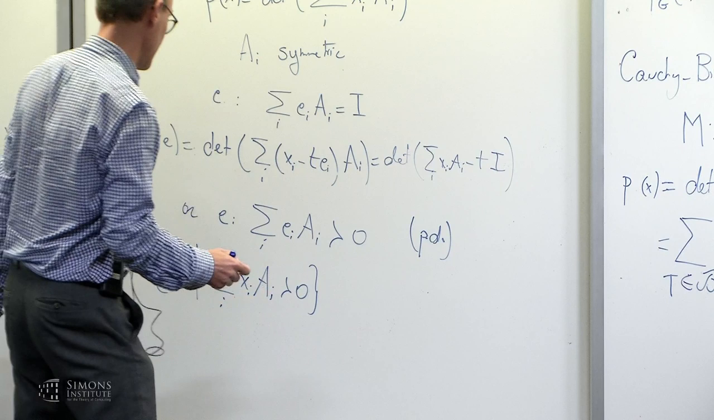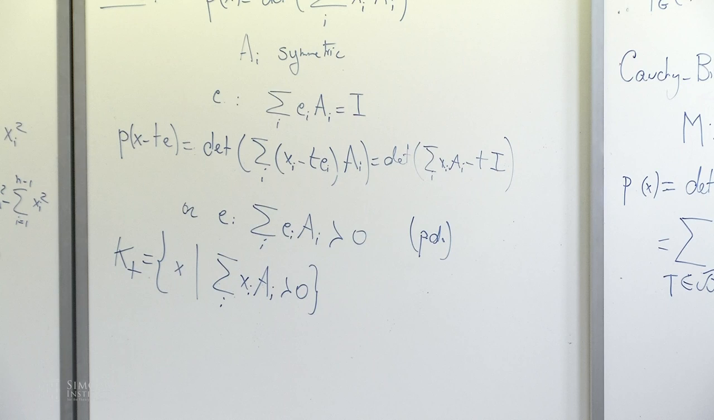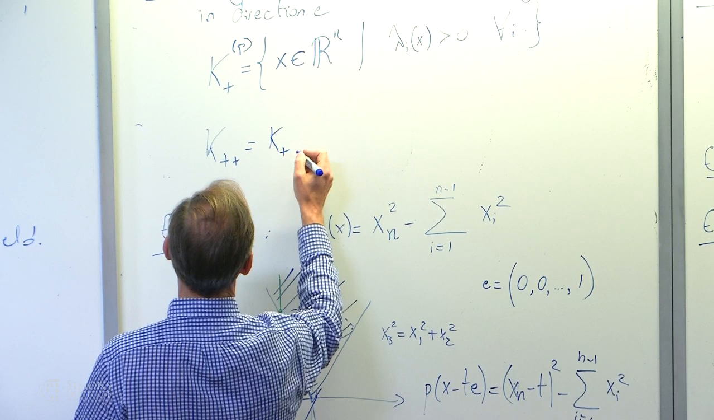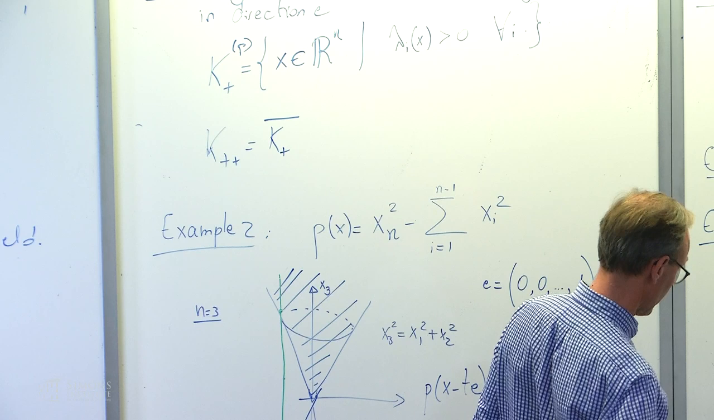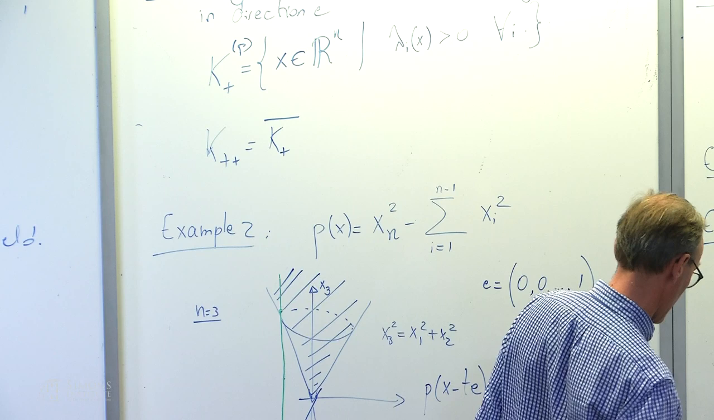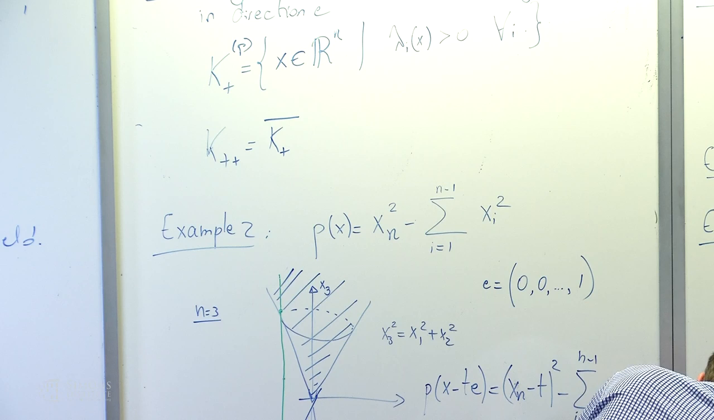And so these are the hyperbolic cones, and usually we close them. I'm going to write K plus plus for the closure of K plus, and this K plus plus is called a spectrahedron.